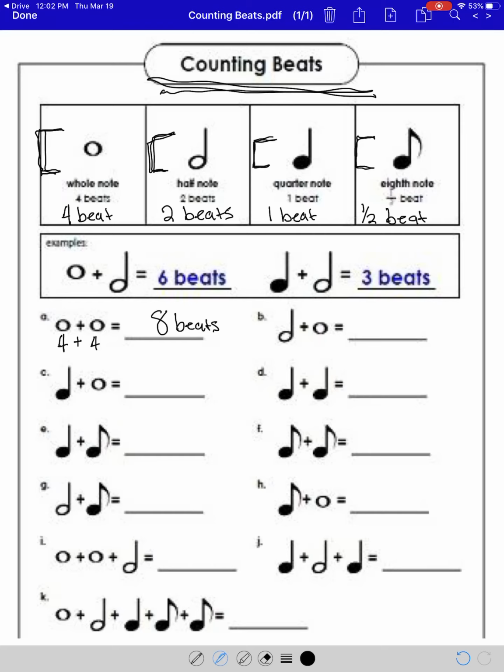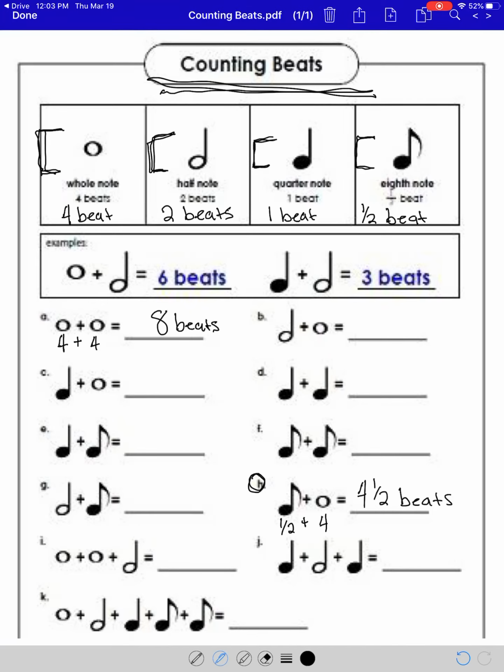Let's do another one. So let's look down at a kind of difficult one, a strange one. Let's look at letter H right here. So letter H, we have an eighth note, which if I reference the top gets a half of a beat, and we're adding that to a whole note, which gets 4 beats. So if I add 1 half to 4, that is 4 and 1 half beats. Right?